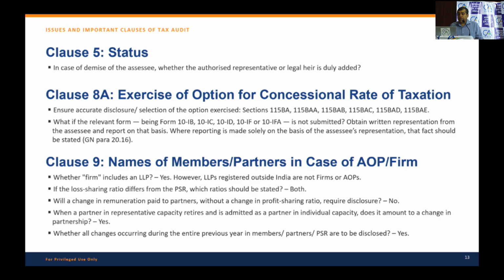8A clause, exercising the option of concessional tax regime. Again, otherwise as such simple, but there is a possibility because the SSE has the right or option to exercise this option before filing tax return, and on the date of filing tax audit, there is a high possibility that SSE would not have opted for that option. Therefore, under such scenarios, appropriate clarifications or disclosures have to be given under this paragraph, which one should keep in mind.